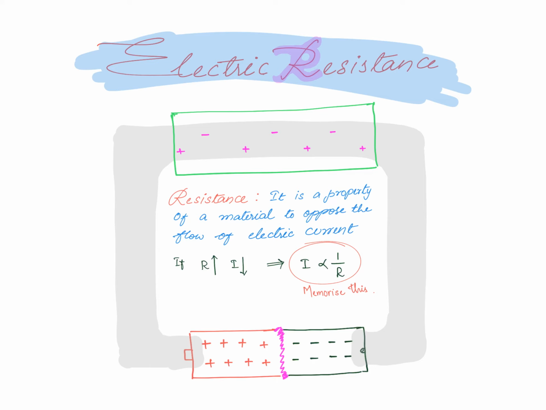Welcome back to the electricity part 2 video. Here we start with electric resistance represented by capital R. This is a circuit diagram where we have a cell with a negative terminal and a positive terminal, and this is a circuit connecting from negative to the positive terminal of a battery or a cell.